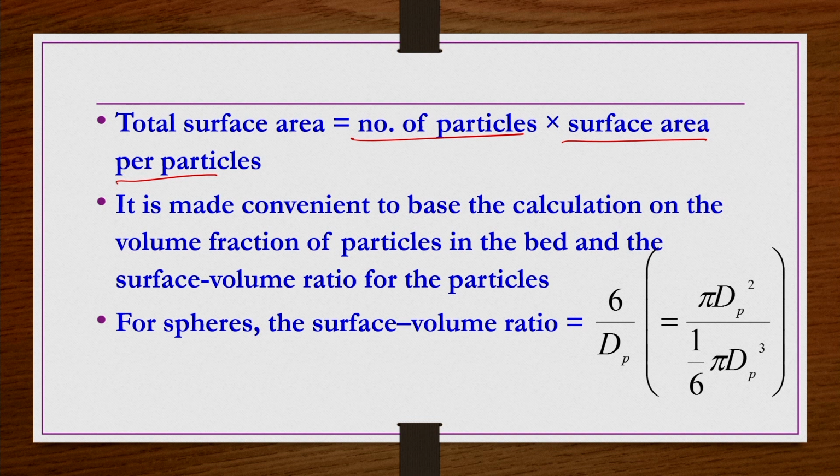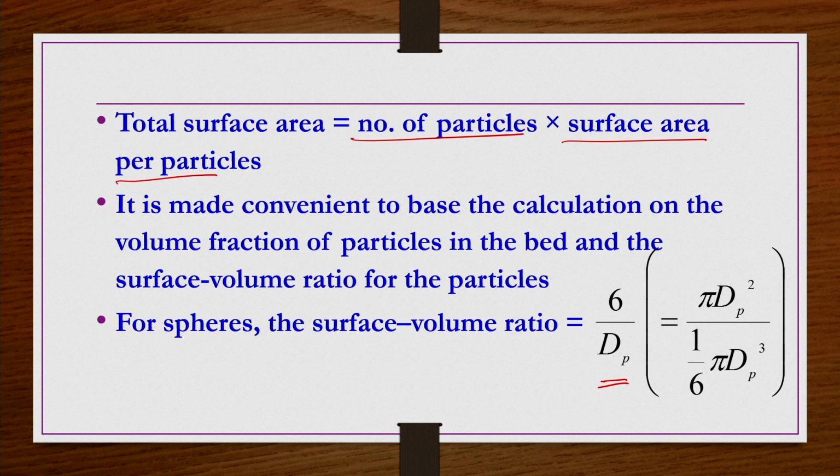Okay. So then for spheres, the surface to volume ratio, we know it as 6 by dp, that is nothing but surface area of this particle, that is pi dp square, divided by the volume of the spherical particle, pi dp cube by 6. dp is the diameter of that particle, let us say. So that is where 6 by dp is coming from: pi dp square, the surface area of the spherical particle, divided by pi dp cube by 6, the volume of the spherical particle. Then you get surface to volume ratio for spherical particle as 6 by dp.